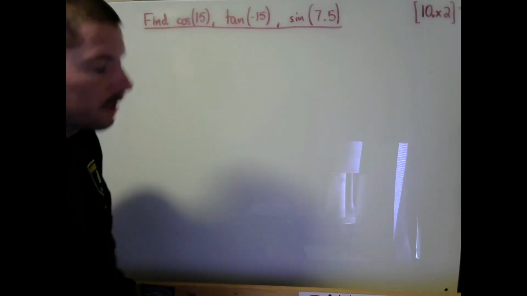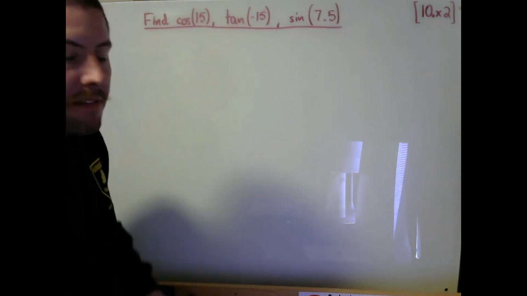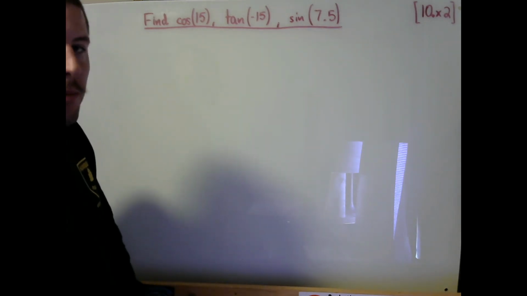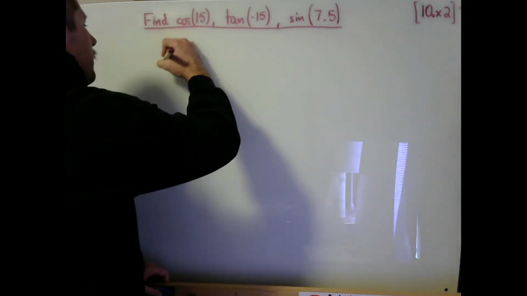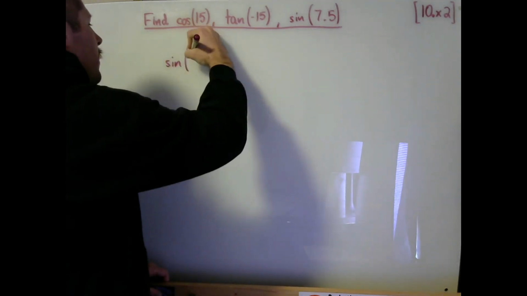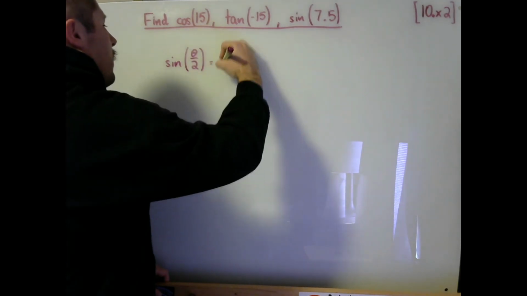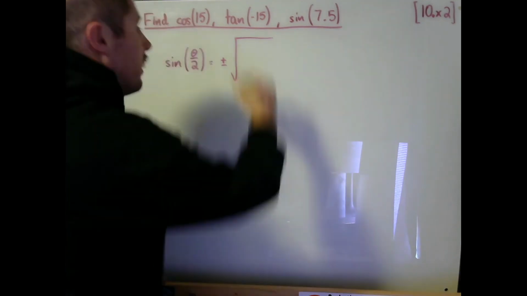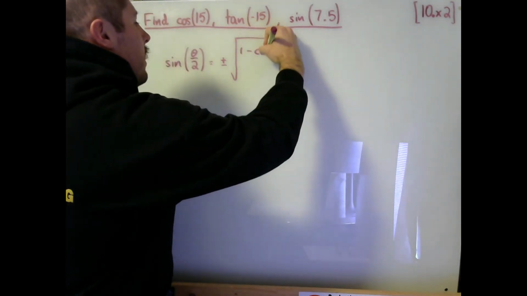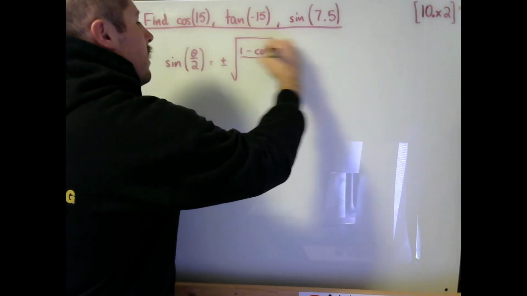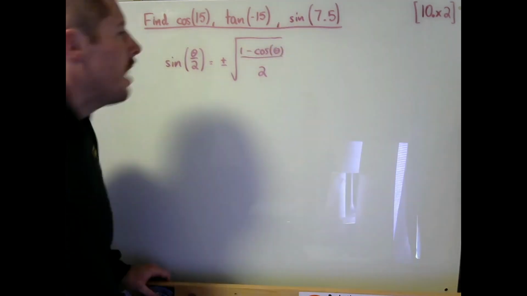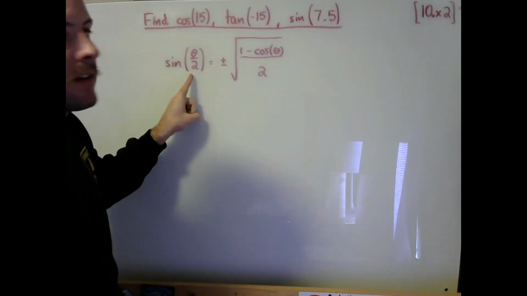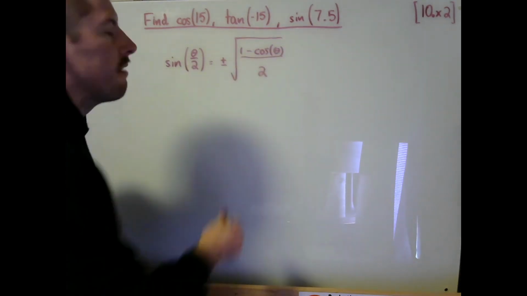So, as before, we're going to recognize that 7.5 degrees is half of a somewhat desirable angle to work with, 15. So I'm going to go ahead and set up my half angle formula associated with sine. Our half angle formula for sine is the square root of 1 minus the cosine of theta, divided by 2. In our case here, the half angle is 7.5. If half of the angle is 7.5, then the whole angle must be 15.